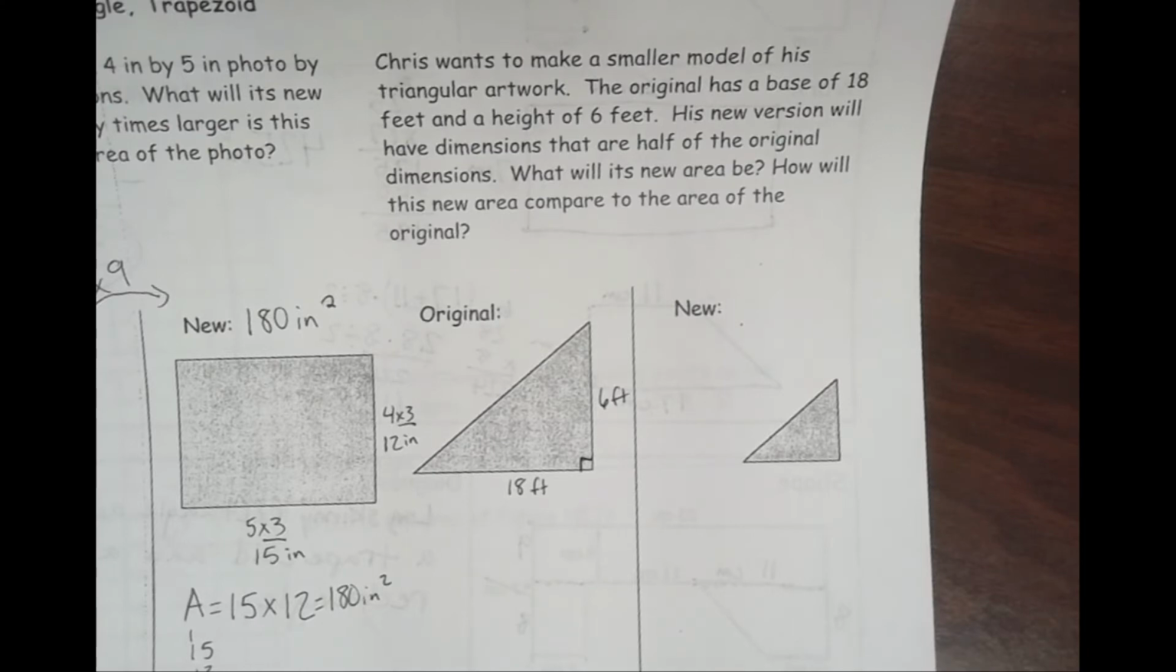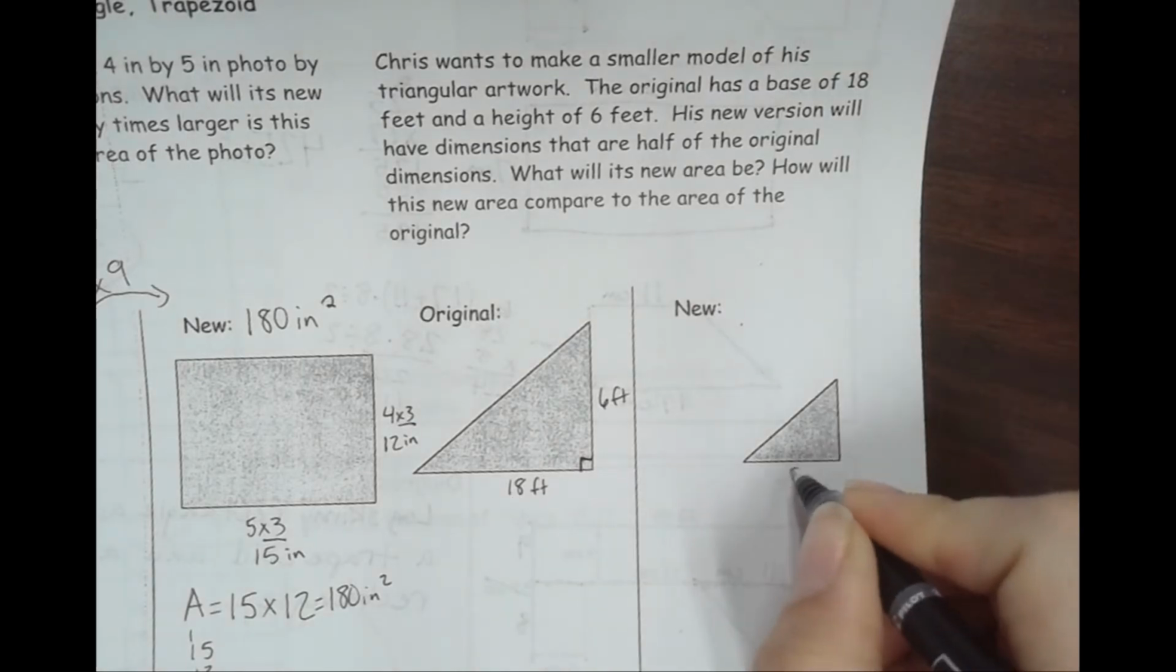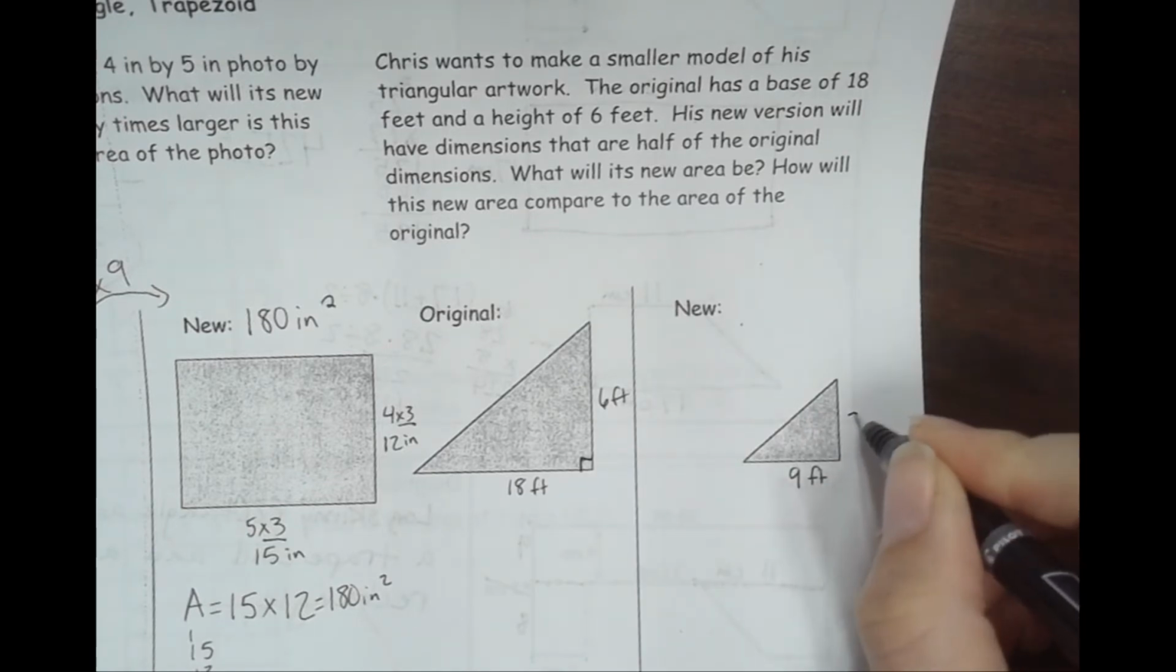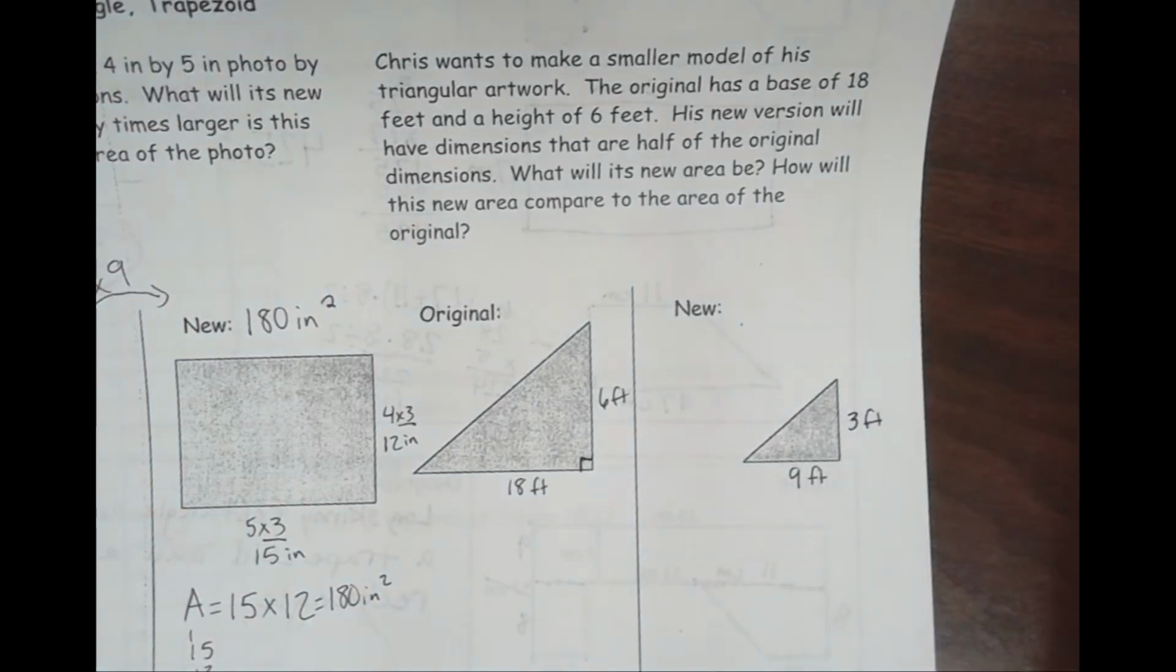His new version will have dimensions that are half of the original dimensions. So half of 18 would be 9, so this would be 9 feet. And half of this would be 3 feet. It says, what will its new area be? How will this new area compare to the area of the original?